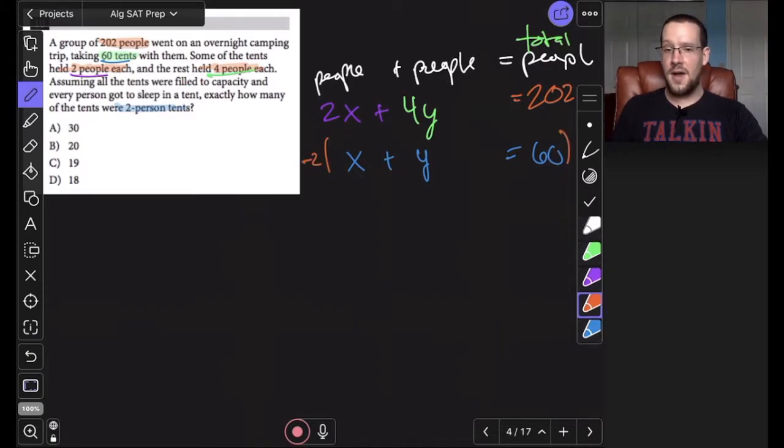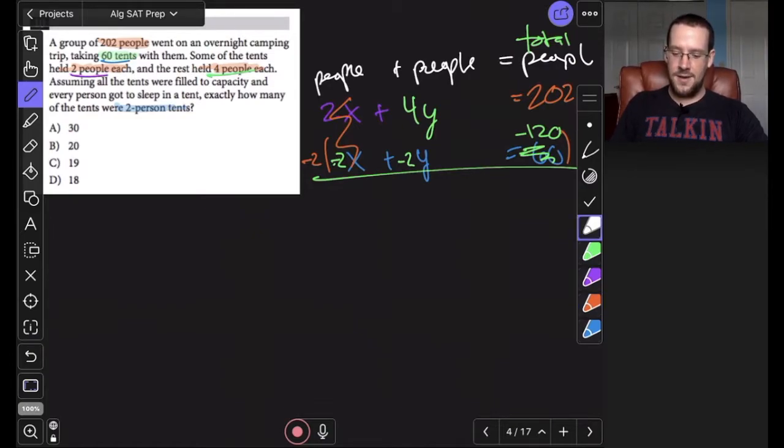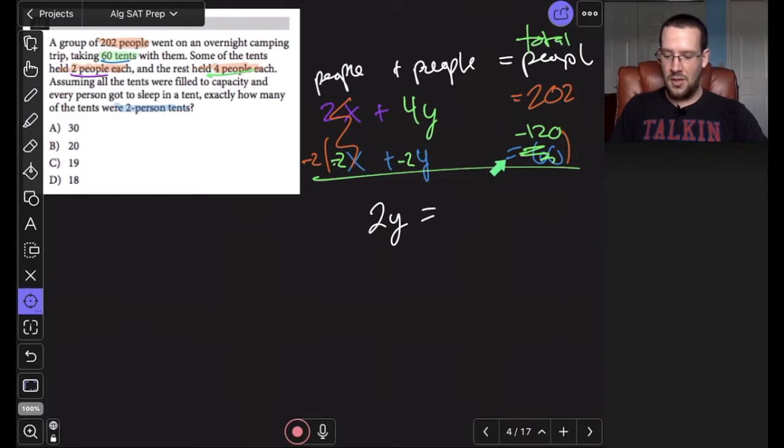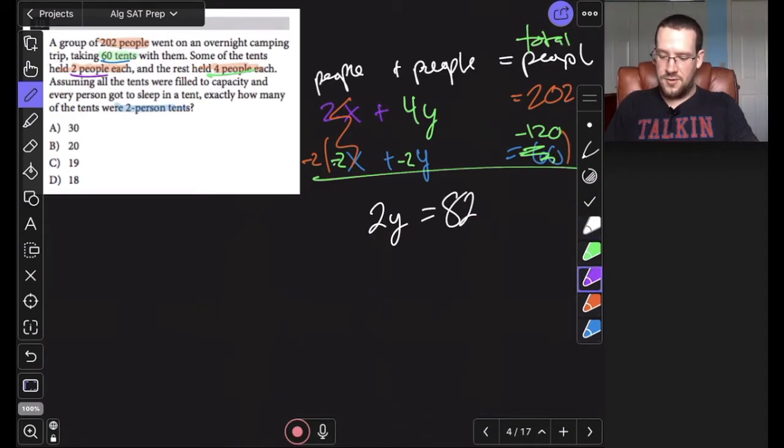I'm going to multiply the entire equation by -2. That way, I can do the elimination method. So these x's are eliminated. 4y's plus -2y's is 2y's. 220 plus -120 is 82. Then now just divide both sides by 2. Y is equal to 41.